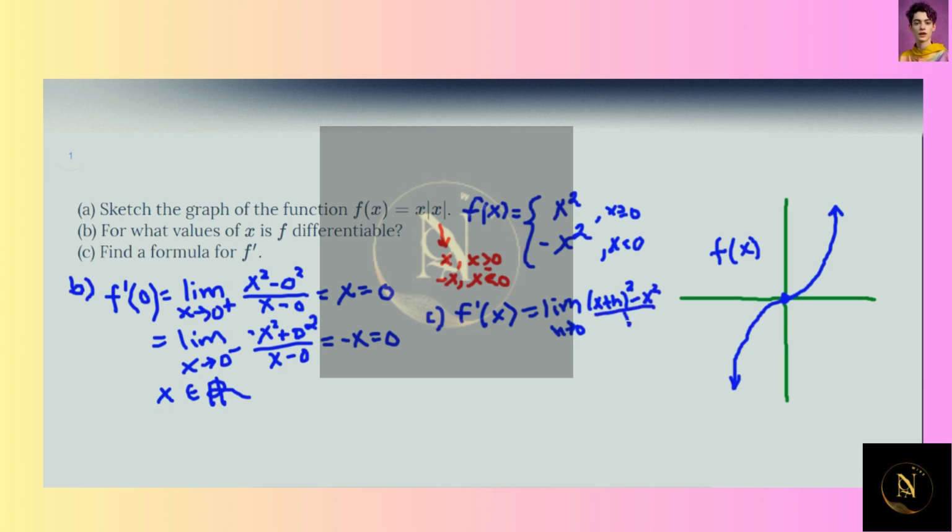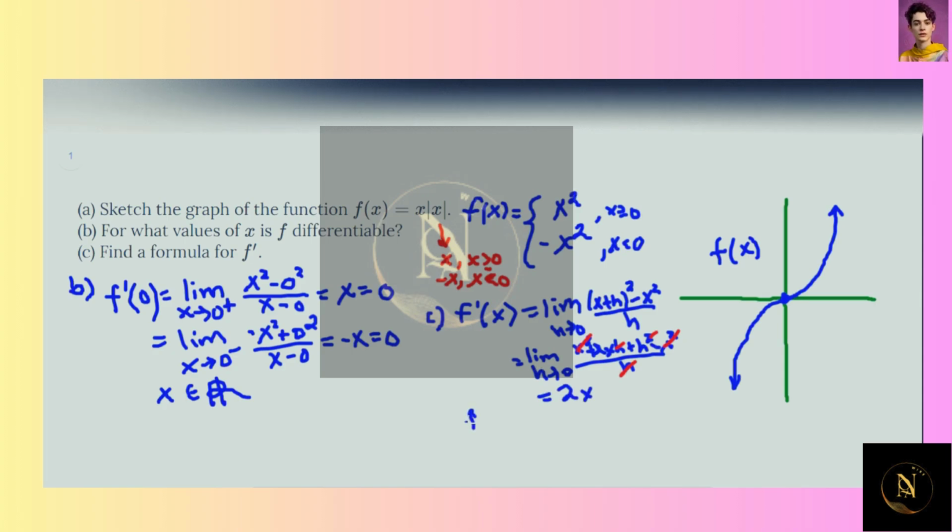divided by h. This gives us the limit as h approaches 0 of x squared plus 2xh plus h squared minus x squared over h. The x squareds cancel. One h cancels in each term. And as h approaches 0, this term goes to 0, meaning that our derivative, or our f prime of x, for this first region is 2x.